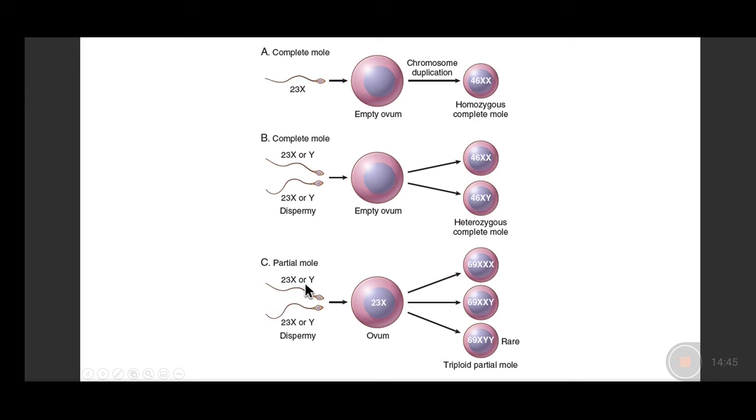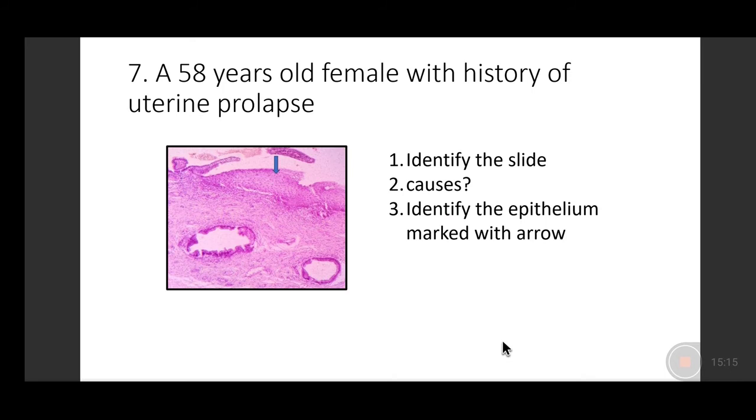In case of partial mole, the ovum has the haploid genotype of 23X, and diaspermy occurs, either 23X or Y, and subsequently you get a population of triploid partial mole structures in which the karyotype can be 69 triple X, 69XXY, or 69XYY, which is very rare. So you should be knowing about how a mole occurs. Coming to the next slide.